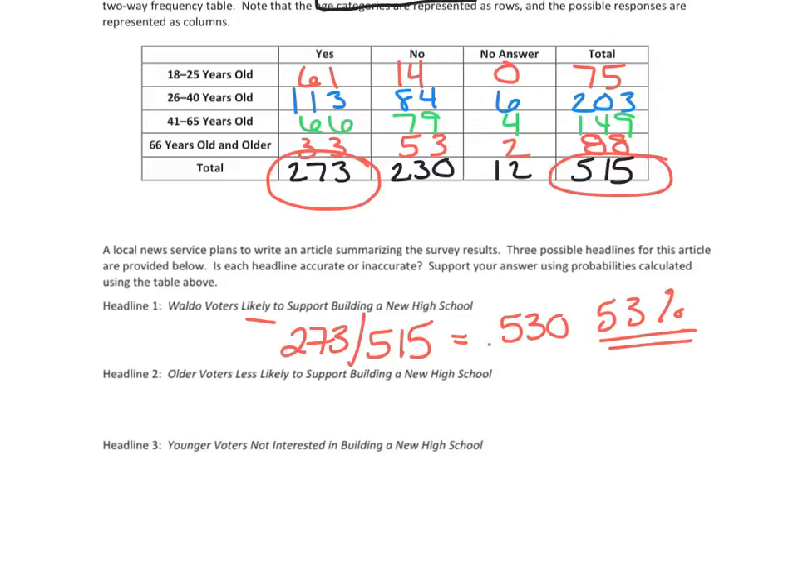So since that's greater than 50, I would say yes, we're likely to support it. Now, was it by a landslide? Heck no. Only by an extra 3% there, so be real careful. Everybody really doesn't want it, but just a little more than half did. Headline 2. Older voters are less likely to support building a new high school.